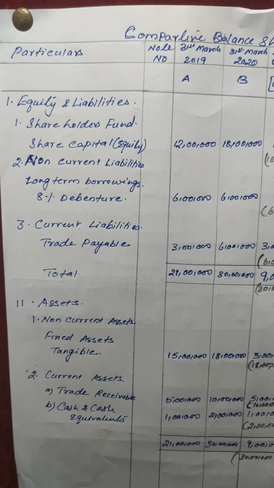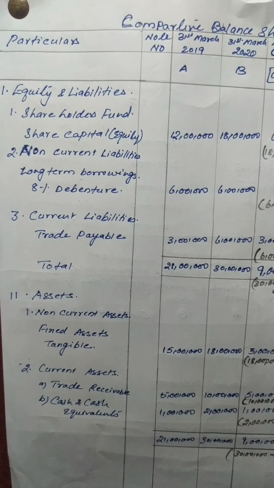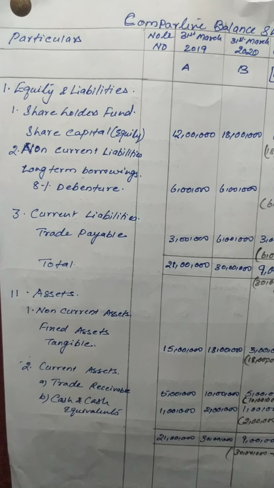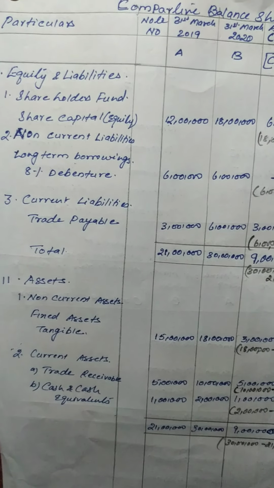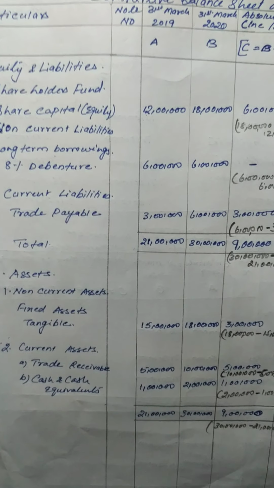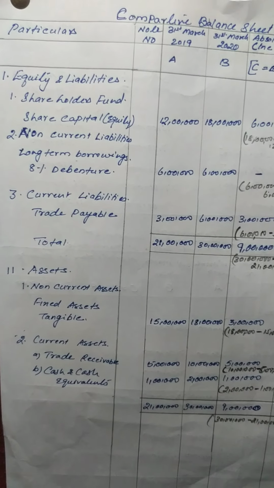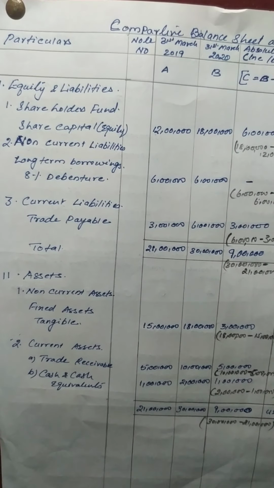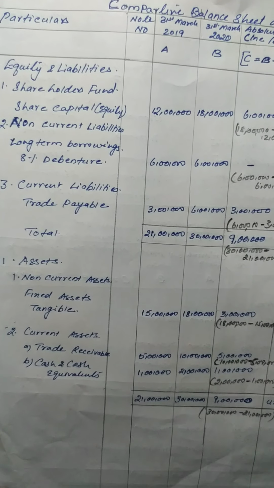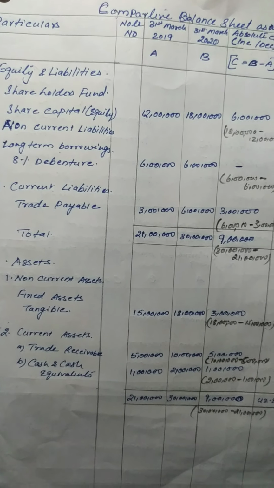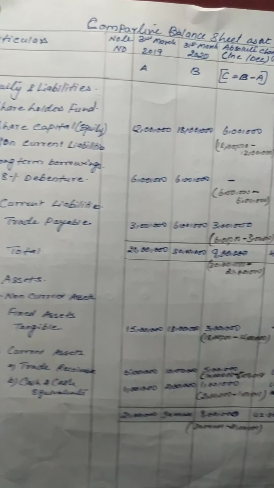Equity and liability, shareholders fund. Under shareholders fund, share capital is given, the non-current liability, long-term borrowings, current liability, trade payable, total, assets, non-current assets, fixed assets, current asset, trade receivable, and cash and cash equivalents. As it is, you have to copy it in the first 4 columns from the question, and the only thing which you have to remember is that you have to write the amount of previous year in first column and the amount of current year in the second column.